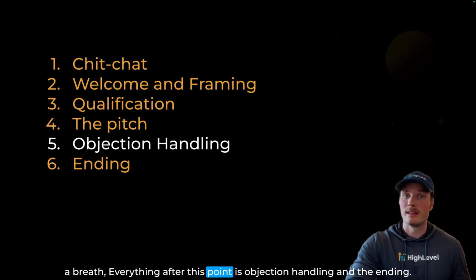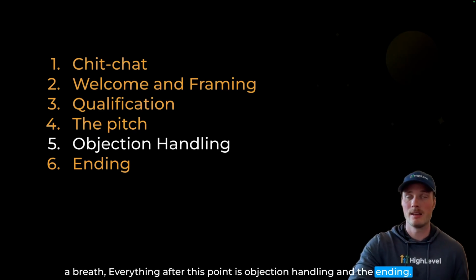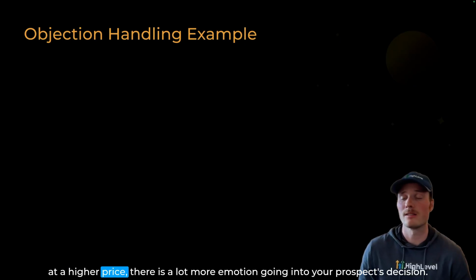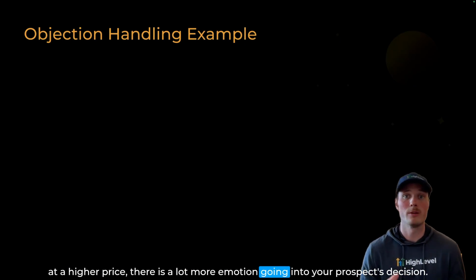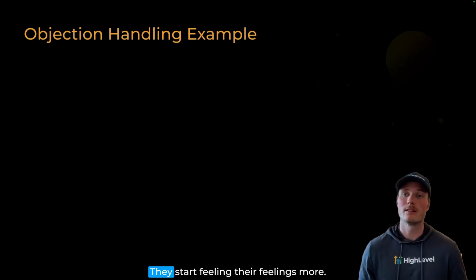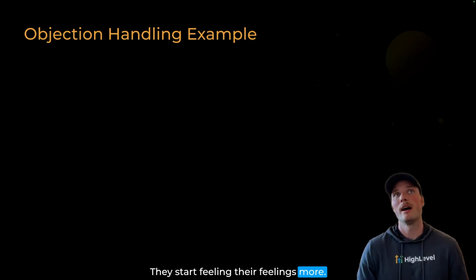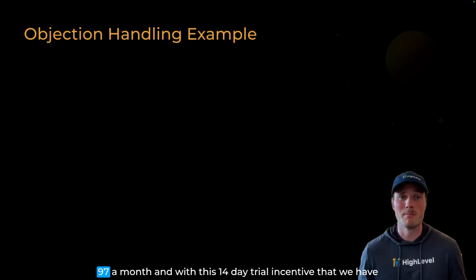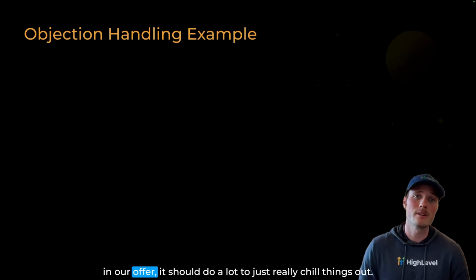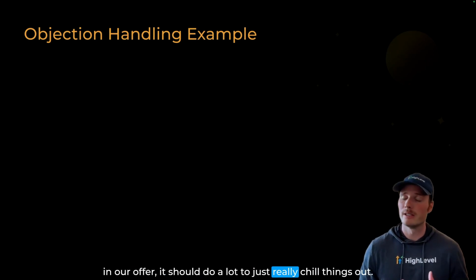Everything after this point is objection handling and the ending. Now, objection handling is a whole big thing, and especially once you start selling at a higher price, there is a lot more emotion going into your prospect's decision. There's more to risk, more to lose. They start feeling their feelings more. With the price point of just $297 a month, and with this 14-day trial incentive in our offer, it should do a lot to really chill things out.